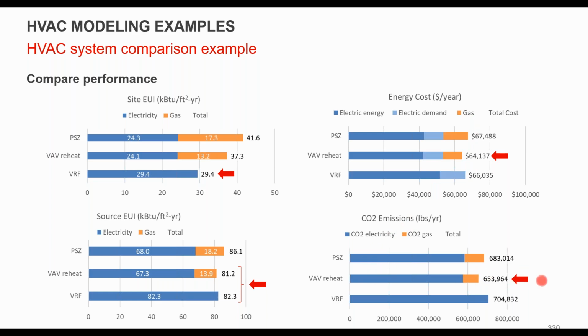And from an emissions point of view, another metric becoming more common to look at, the VAV reheat has the lowest emissions. That could be because the electric emissions factor for this specific location might be a little bit higher than gas. But these are just ways to visualize the different metrics that most projects are being reported on. I'd say these are the four most common, at least on an annual basis for most projects.